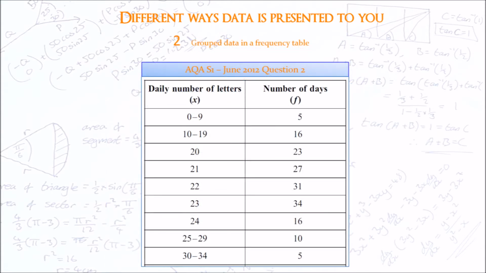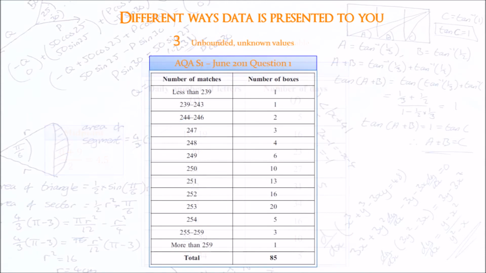The second way they can present it is a frequency table, but it's grouped data here. So rather than saying the number of days and it tells you the actual daily number of letters, instead it says from 0 to 9 and 10 to 19 and so on. Now the way you go about calculating this is you're going to take the midpoint of the group data. So in this case, 0 plus 9 over 2 is 4.5, so the midpoint will be 4.5, and that will be the number that you input into your calculator for the first bit, even though 4.5 doesn't make sense in the context of the question.